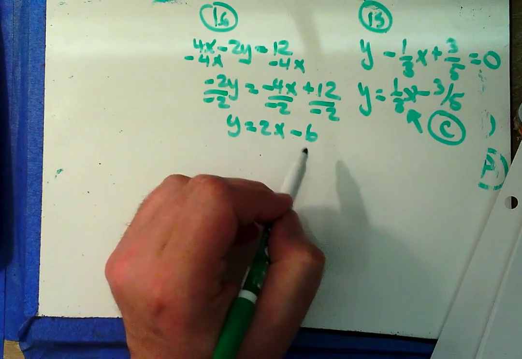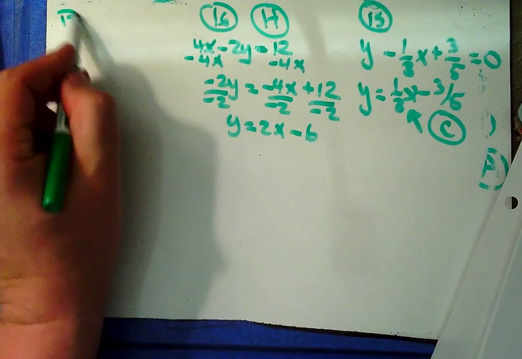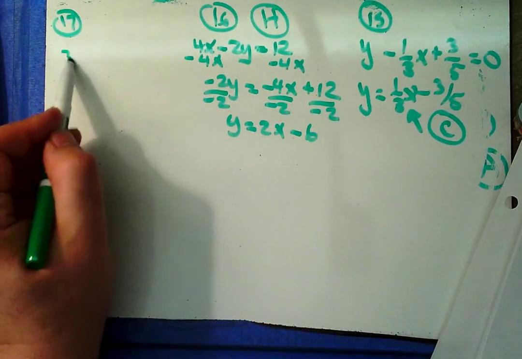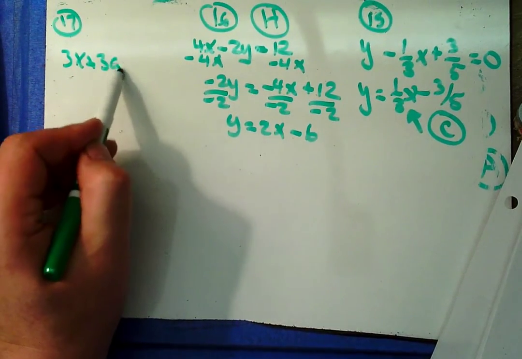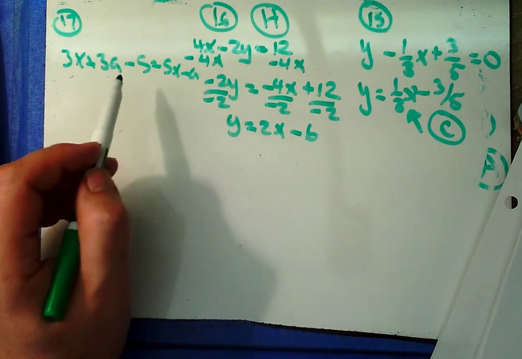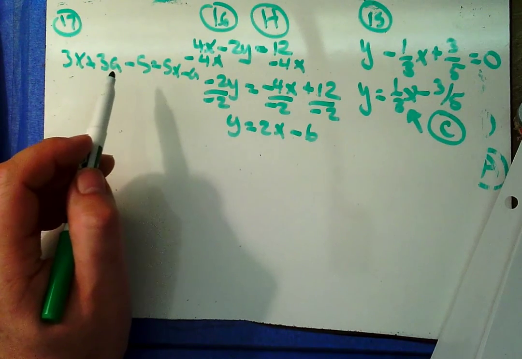Y equals 2x minus 6 is choice H, H for number 16. Number 17 says, which of the following values in the equation 3x plus 3a minus 5 equals 5x minus a causes the solution for x to be 6?